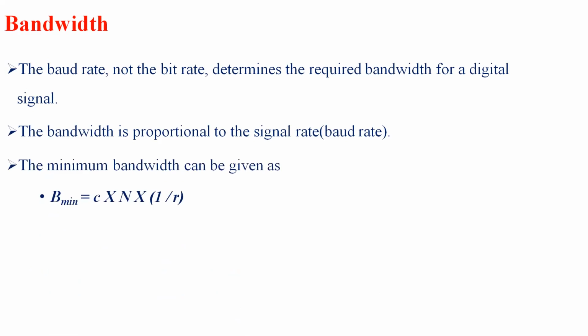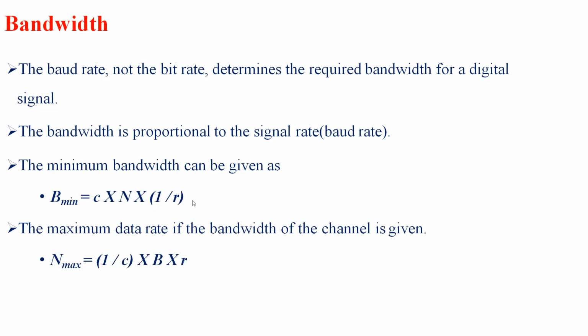So how are we going to calculate the minimum bandwidth? B minimum, that is the bandwidth minimum, is equal to the constant factor C into the number of bits per second into 1 by ratio. Next, to know the maximum data rate of a particular channel, N max is equal to 1 by the constant into bandwidth into ratio. So using these two formulas, we can find the minimum and maximum bandwidth and data rate.